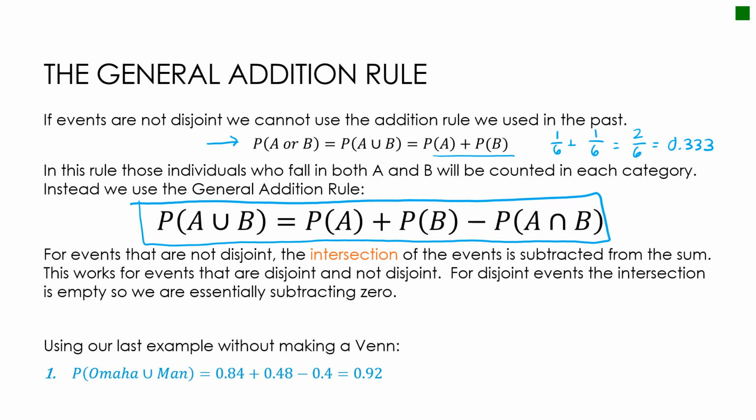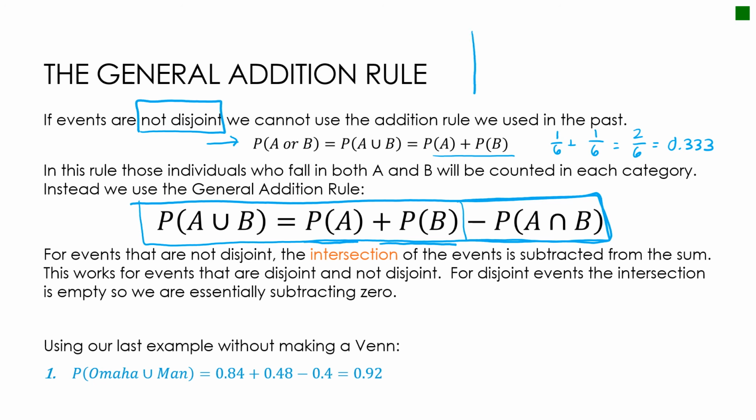But now I have a situation where my events are not disjoint, which means it could be that it falls into more than one category, which makes it more confusing. And what that does is takes the probability of A plus the probability of B, but it subtracts the intersection. And let me give you a visual so that you understand why that is.